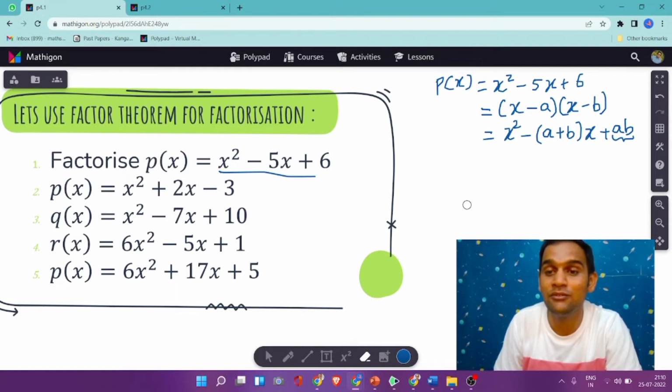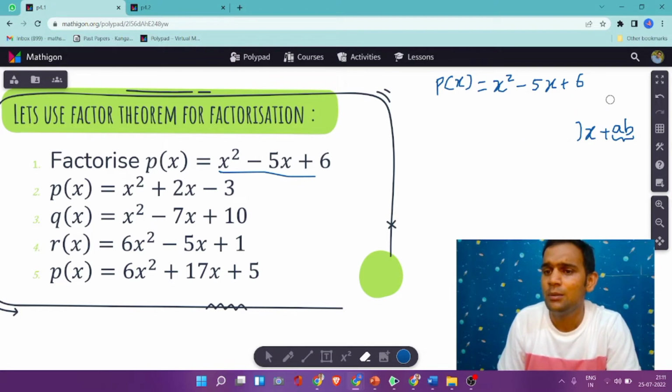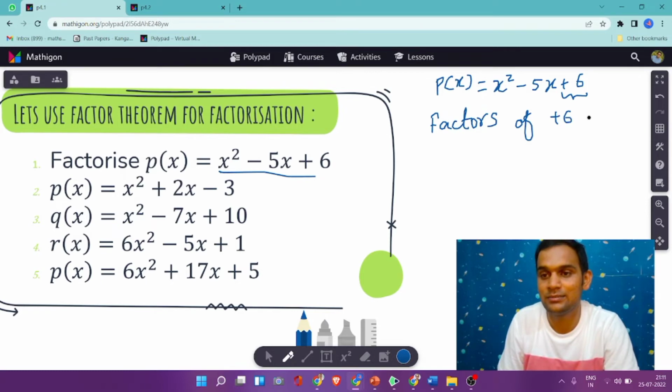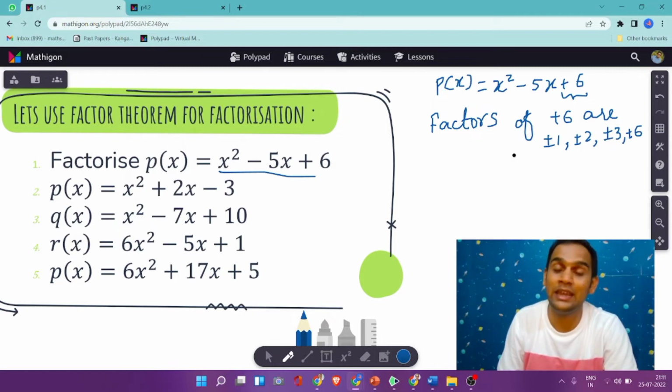So we are only focused on the constant term. This is the standard notation. That is why I mentioned it. But we will not go in detail about that. So we are only worried about the constant term here. Why? Because we need the factors of the constant term. So factors of plus 6 are, what will be the factors? First of all, plus minus 1, plus minus 2, plus minus 3, and then plus minus 6. So in total 8 factors.